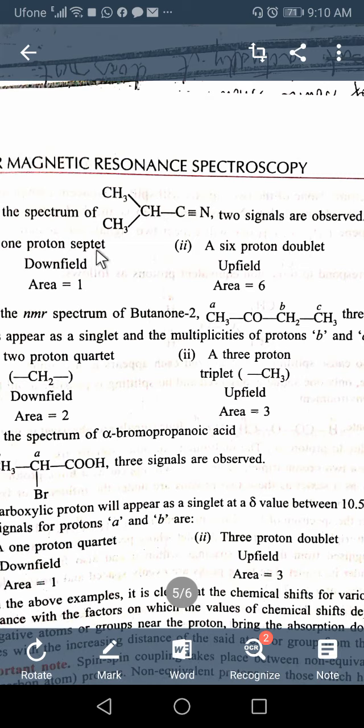Septet, 7 lines. And for these CH3 protons, there will be a doublet because these are equivalent protons and the non-equivalent proton is hydrogen. One will be added, n+1, so a doublet will be obtained; the peak of CH3 will be split into two.